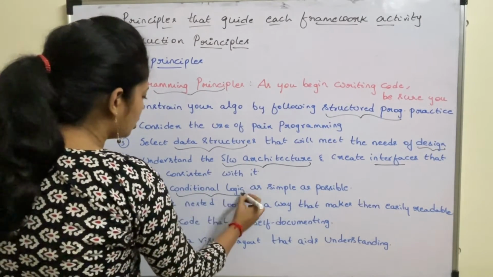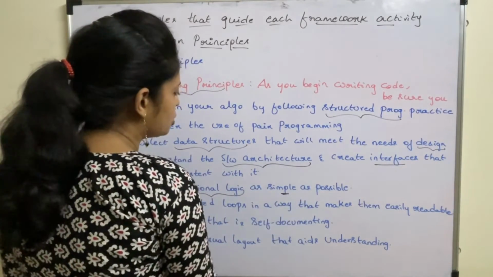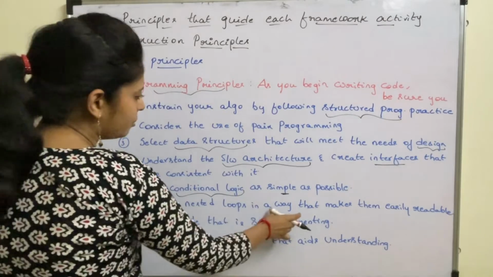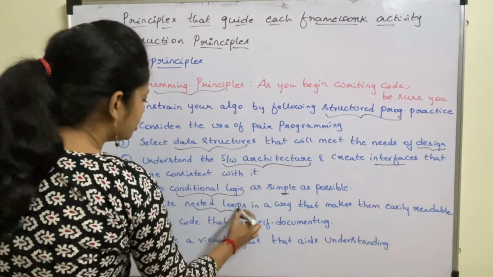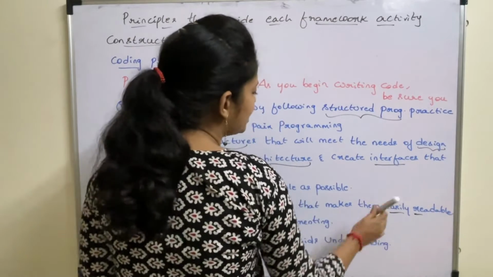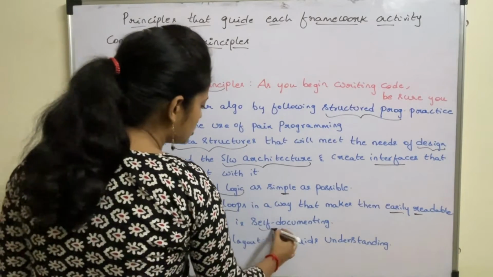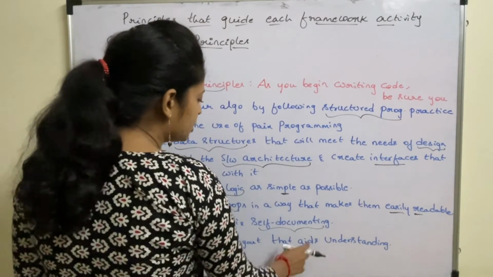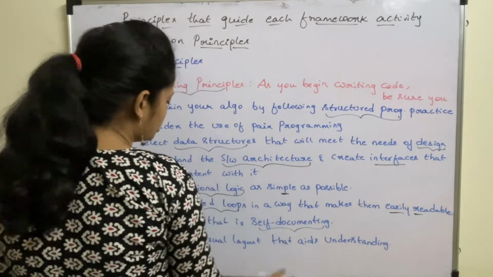Keep conditional logic as simple as possible. While writing the logic, keep it as simple as possible so that everyone can understand it. Create nested loops in a way that makes them easily readable. Just like conditional logic, while writing loops you need to make them easily readable. When will they be easily readable? When they are simple. Write code that is self-documenting. Self-documenting code means code which is human readable, code which is easy to understand.